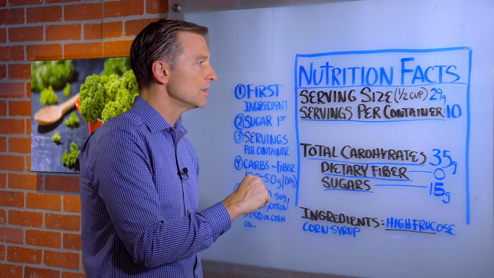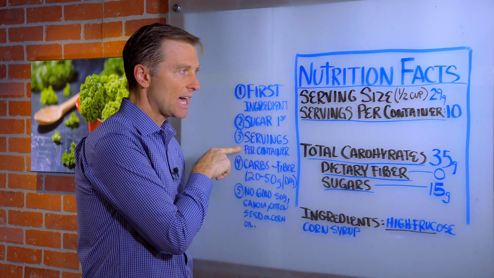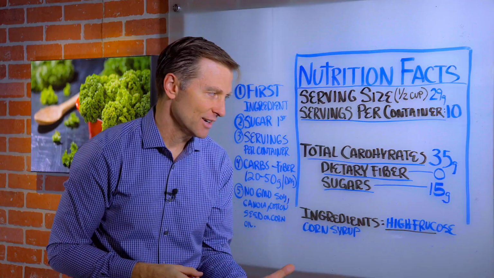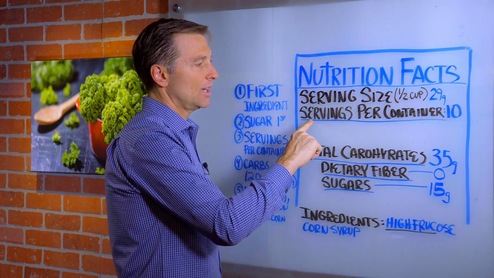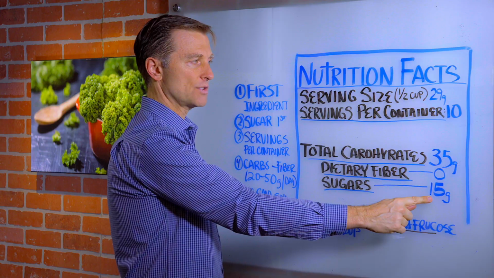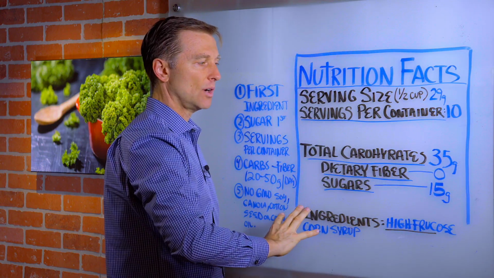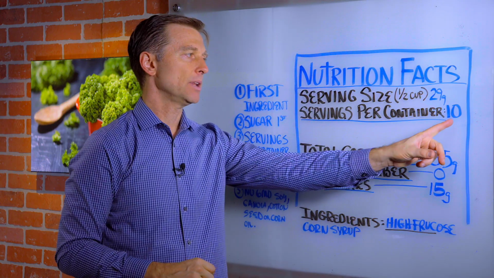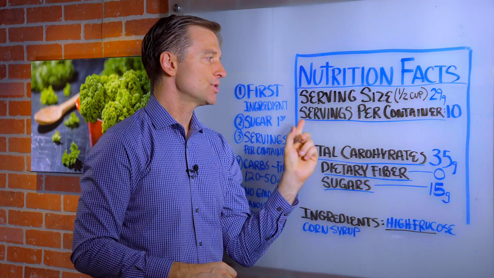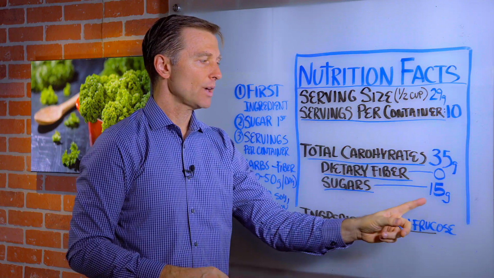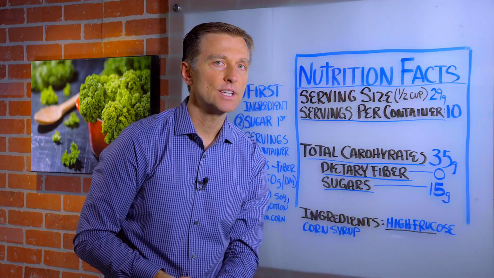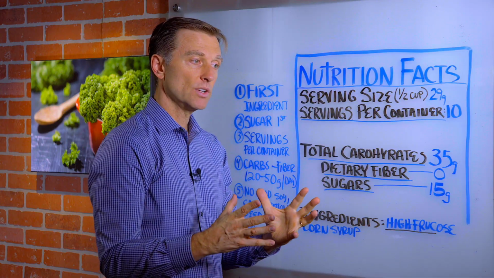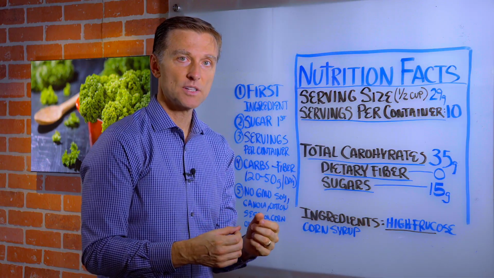Now, the next thing we want to do is look at the servings per container. And this is interesting because we're not looking at the total amount of sugar in this whole box of food or a whole container. We have to multiply it times 10. Servings per container, so we got 15 times 10. That's 150 grams.